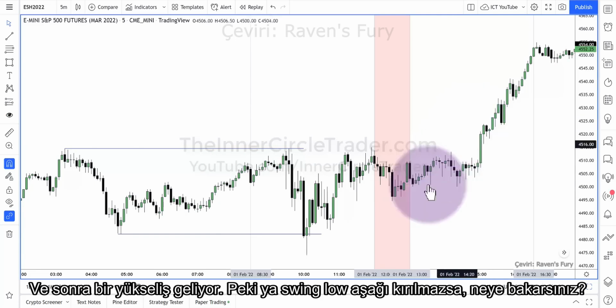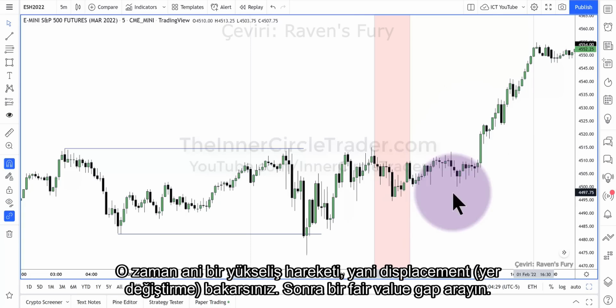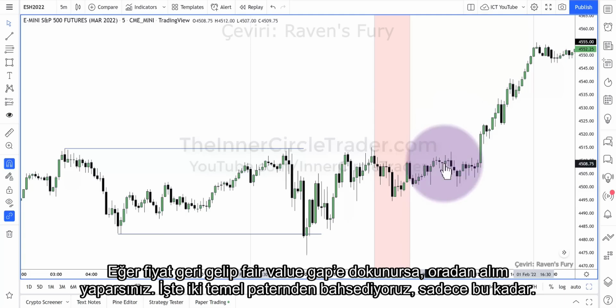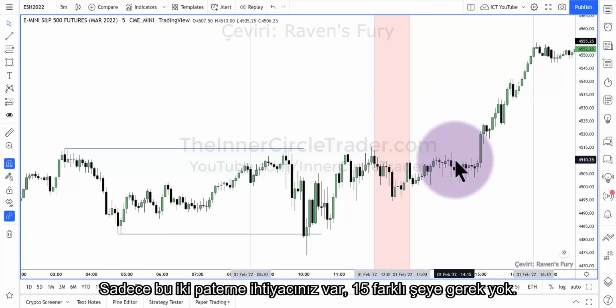What if you don't get a swing low that trades below it? What do you look for? Well, you look for a move higher that's sudden, displacement higher, then look for a fair value gap. If it trades back down to the fair value gap, you buy that. There's your two patterns. That's it. It's the only two patterns you need.